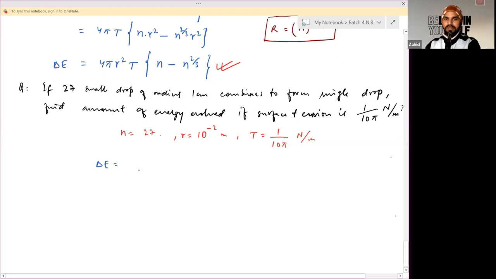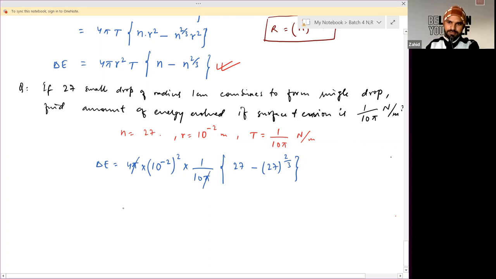So change in energy or evolved energy during this process will be 4 pi times r square. So it will be 10 to the power minus 2 square times surface tension, which is 1 by 10 pi, times 27 minus 27 to the power 2 by 3. So this pi and this pi will cancel out. So it will be 4 into 10 to the power minus 4 divided by 10, times 27 minus. We can write 27 as 3 to the power 3 and whole to the power 2 by 3.